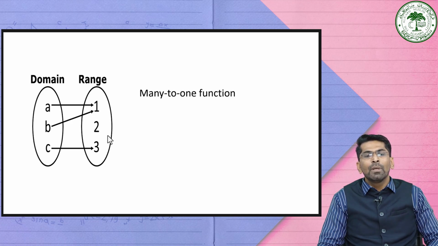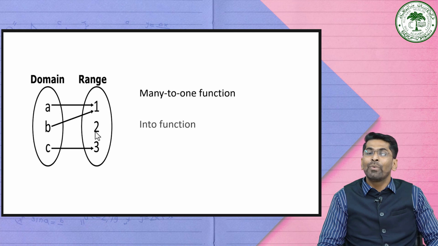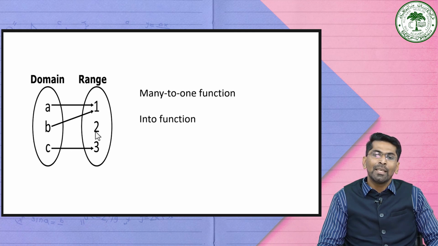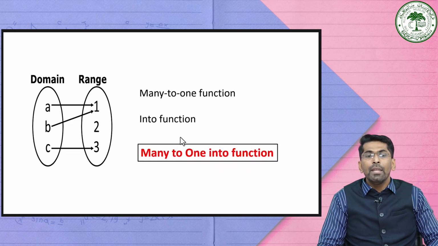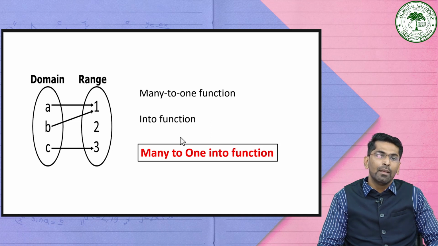And at the same time, one of the elements in the range is left unpaired, that is 2, which is left unpaired with any element in the domain. So accordingly, it is an example of an into function. Since we have both characteristics of a many-to-one function and an into function, this type of function is known as a many-to-one into function.